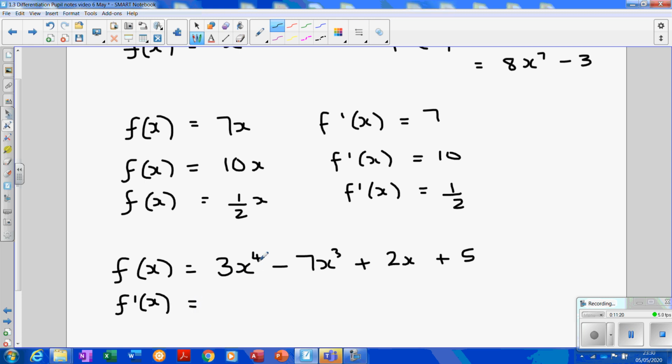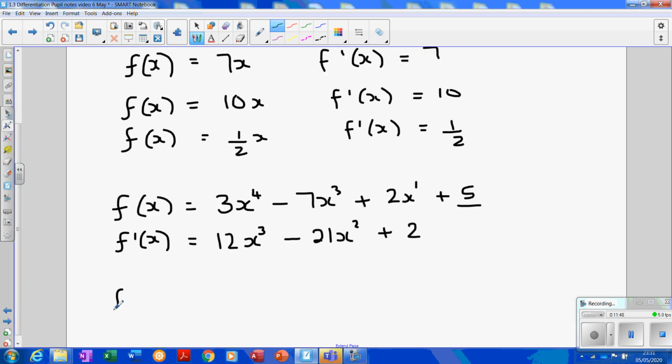3x to the power of 4, multiplied by the power, becomes 3 fours are 12x. Take 1 away from the power, so it's 12x to the power of 3. Multiplied by the power gives me minus 7 times 3 is minus 21x to the power of, take 1 away, is 2. 2x to the power of 1 is going to drop to the power of 0. That just becomes plus 2. And a constant disappears, it goes. So I have nothing in there.